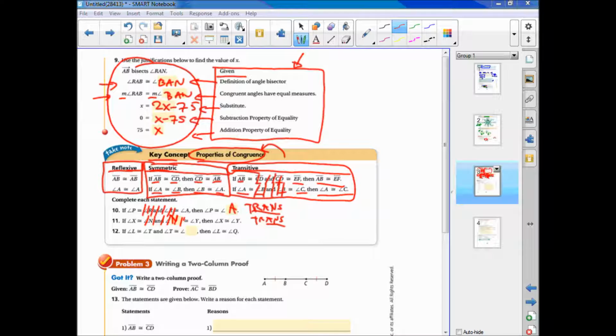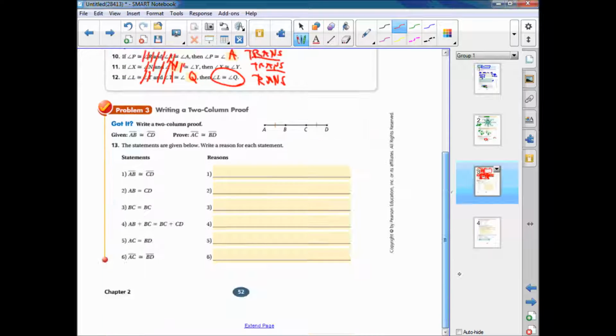And then our last one, if L is congruent to T and T is congruent to Q, then L and Q must be the same. And this is one more example of our transitive property, okay? Cut out the middleman T and we can see that L and Q are the same. All right, so our first proof, 2-column proof here. Okay. Write a 2-column proof.